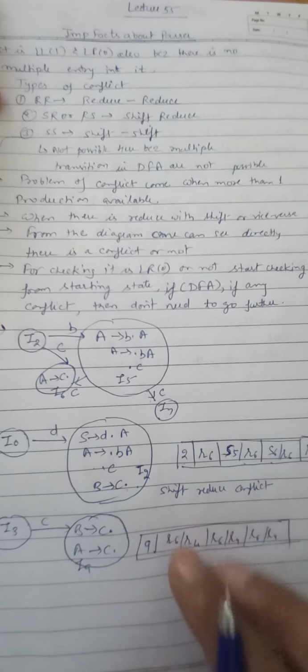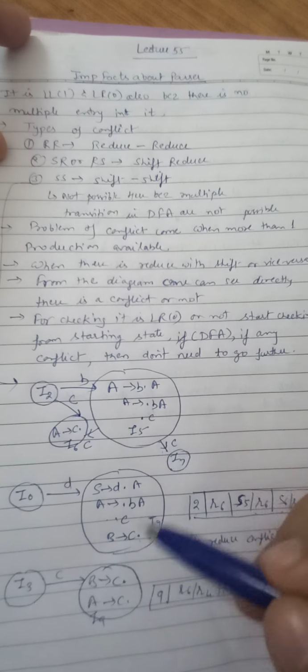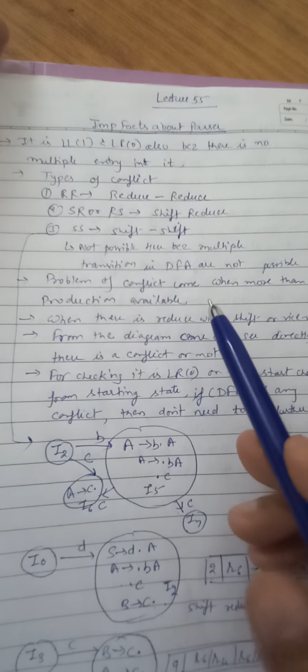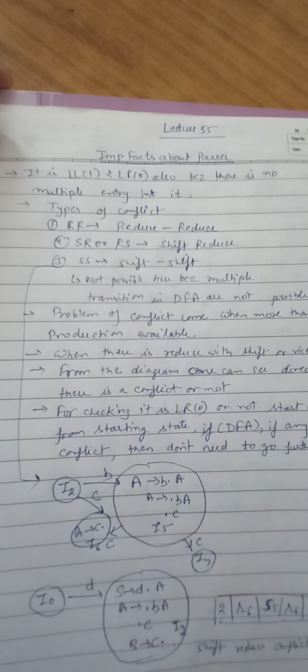If these kinds of conflicts come, we can say simply this is not LR0, and from the diagram we can see directly, and in a DFA multiple transitions are not possible. So these are some important facts about parsers which we need to take care of when we are writing any table.